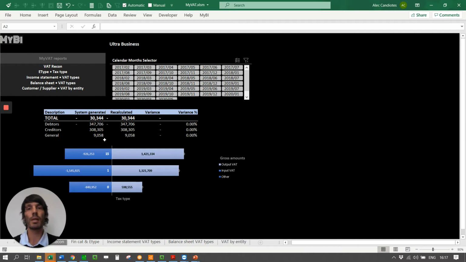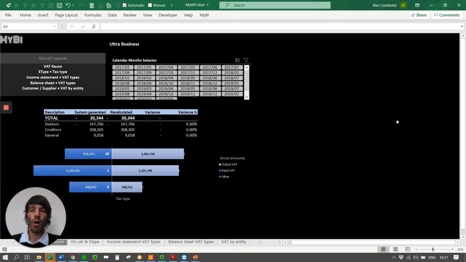The general environment is like a cash book. If you've processed journals and you've actually processed VAT through that journal, then it also goes into general. So you either get customer documents or supplier documents, which is debtors and creditors, and then you get others. All the other processing in Pastel is general.